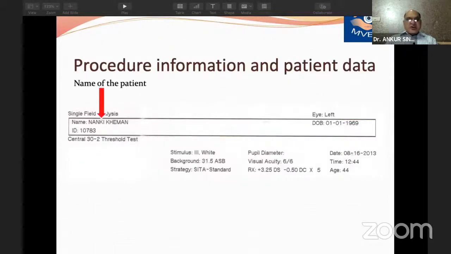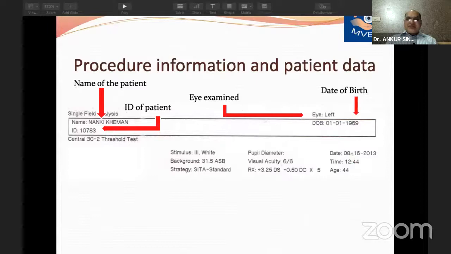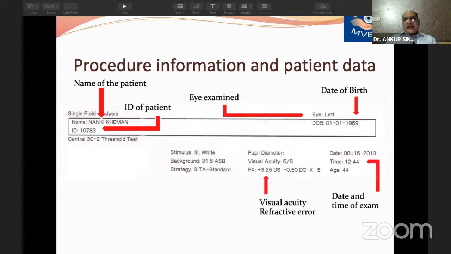It is important to look for the name of the patient, so that we have to be very, very sure that we are looking at the patient and the fields are of the same person. Check for the ID of the patient, as there can be 2 patients with the same name in the clinic, so that we are seeing the correct patient with the correct field. Check for the eye which has been examined. Check for the date of birth because it compares with the normative age matched database from the perimeter. The date and the time of the exam, if you are looking for a serial field analysis, visual acuity, the refractive error, the pupil diameter, because small pupil can cause generalized depression and constriction of visual field.